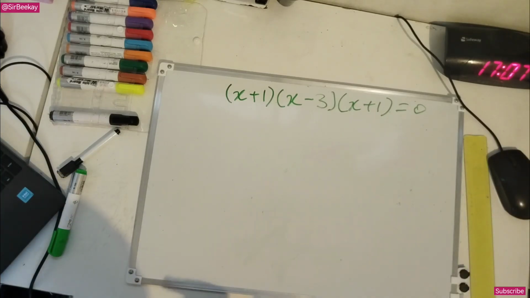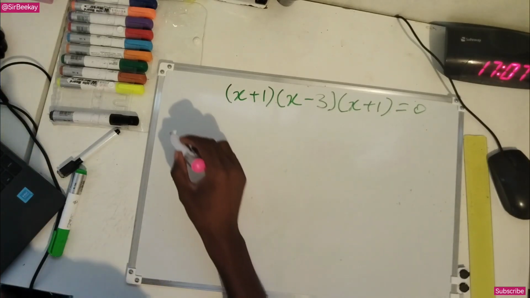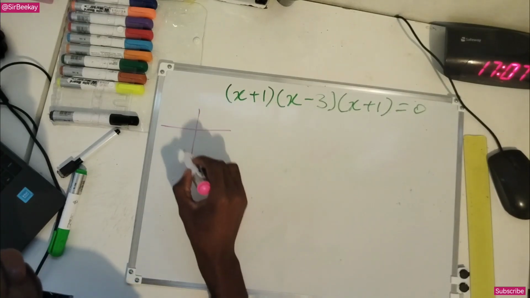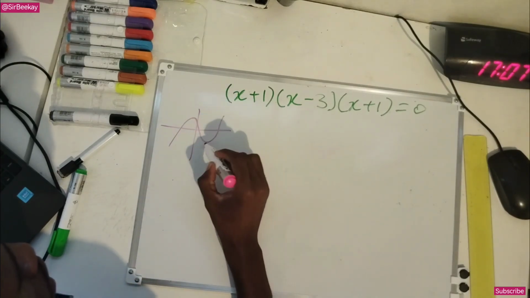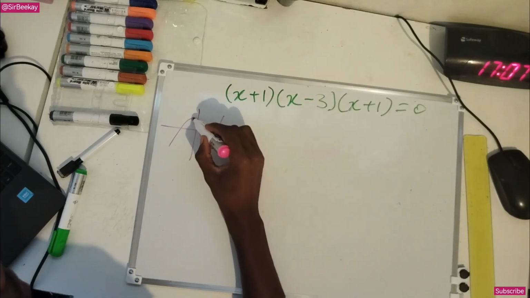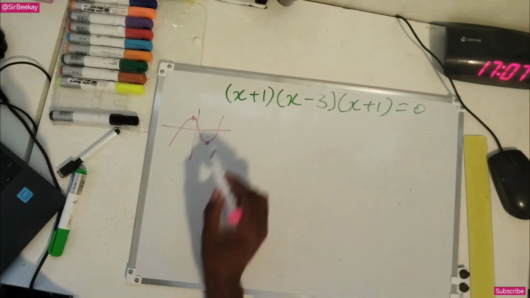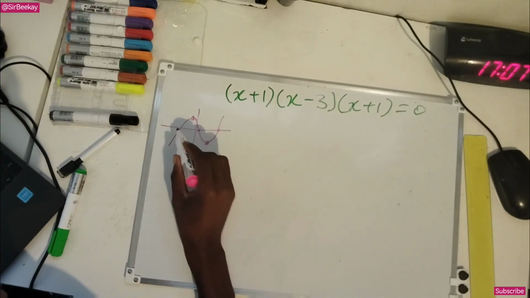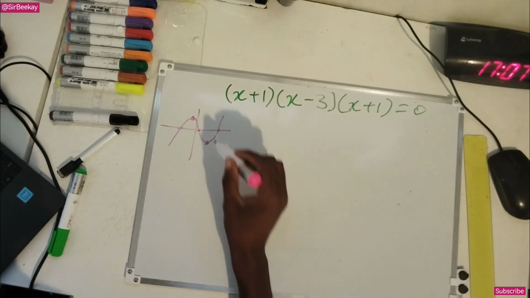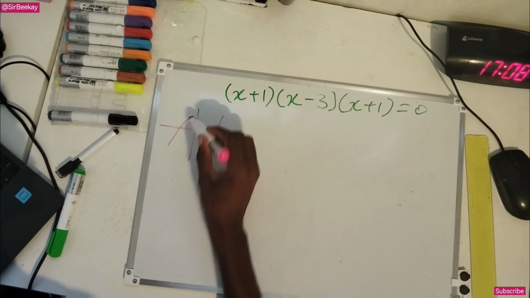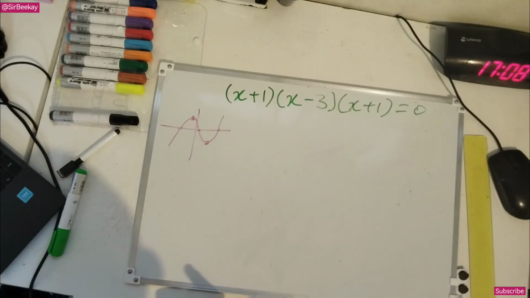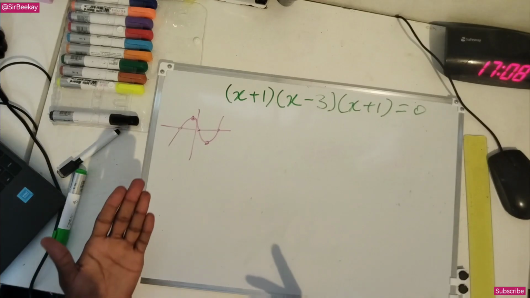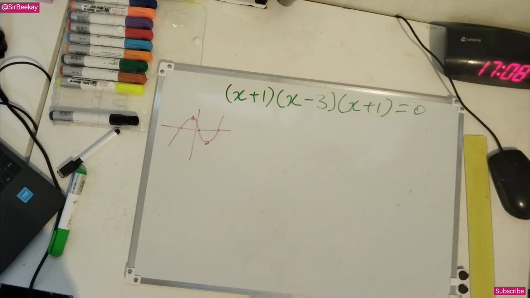Now, the next thing we need for us to be able to plot this graph is the minimum and the maximum points of our graph. Remember, we have the x-intercepts now. We need the minimum point and the maximum point of our graph. How do we find the minimum and the maximum of our point?